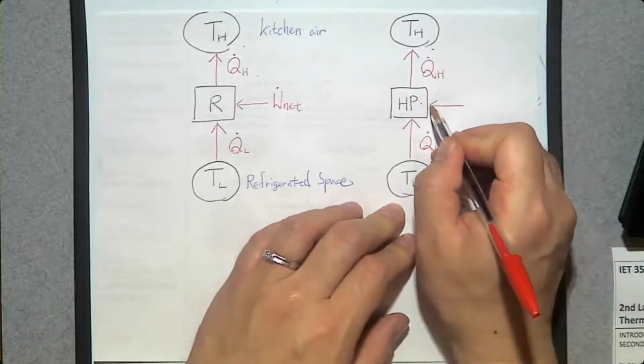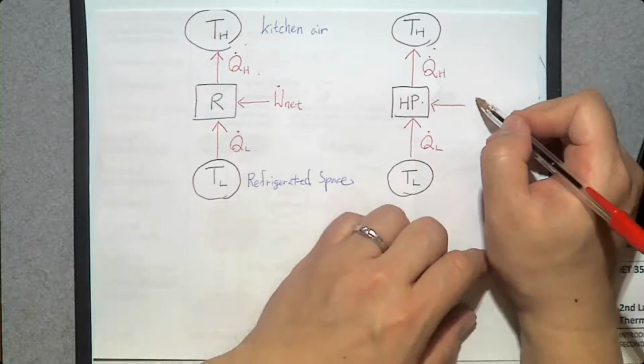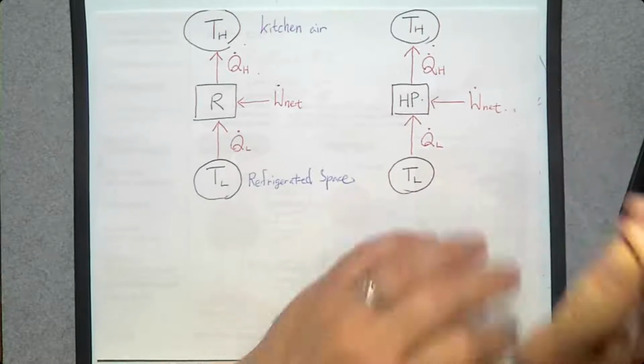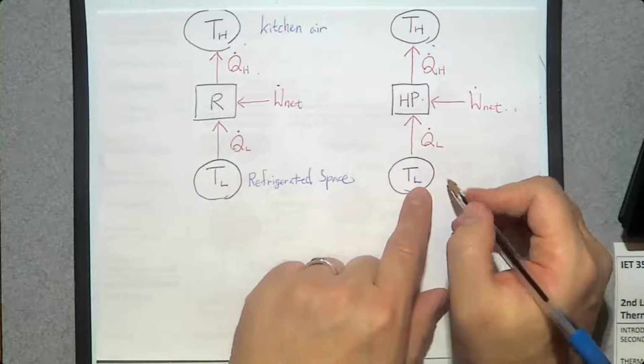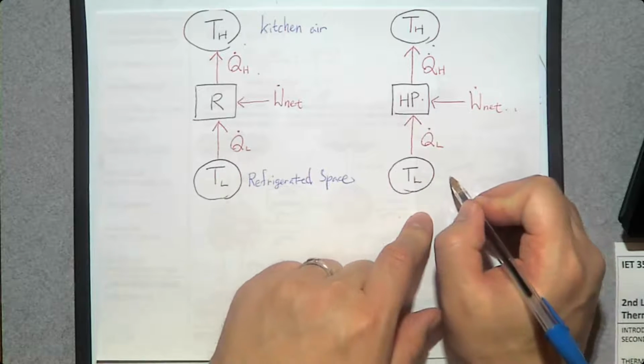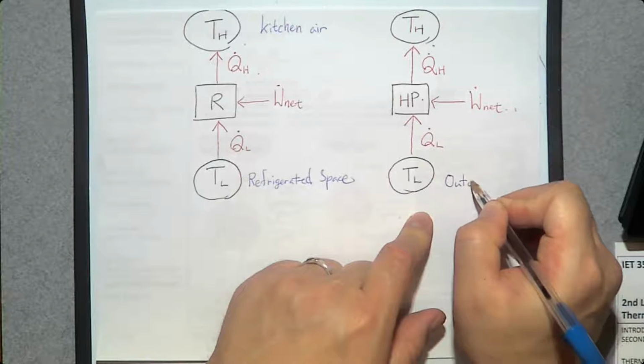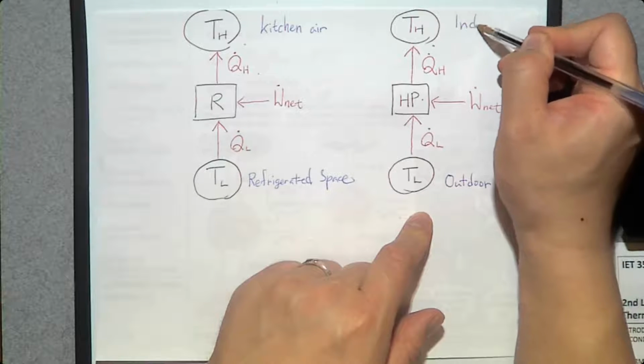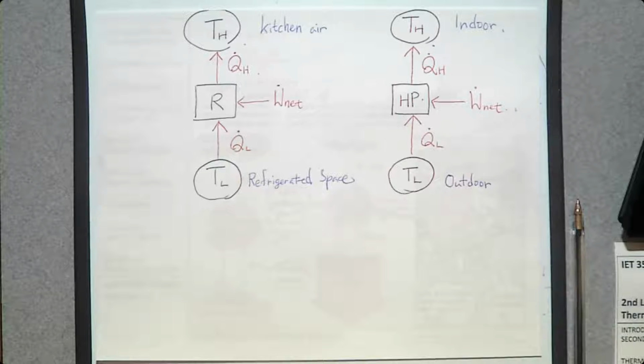However, this is against the second law of thermodynamics, so it doesn't occur naturally. So we need to provide power. And in this case, the low temperature thermal energy reservoir is going to be outdoor, and the high temperature thermal energy reservoir is going to be indoor. So we heat indoor by absorbing heat from outdoor. In other words, by cooling outdoor, we heat indoor.